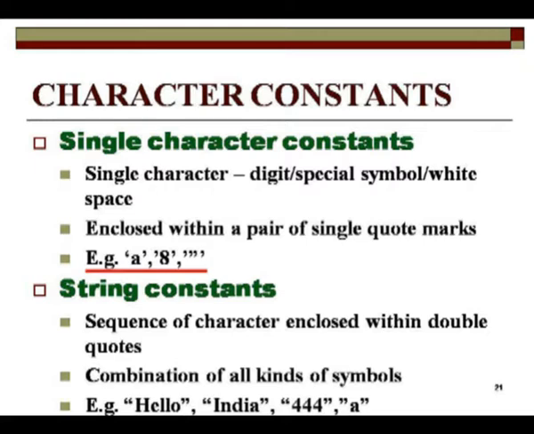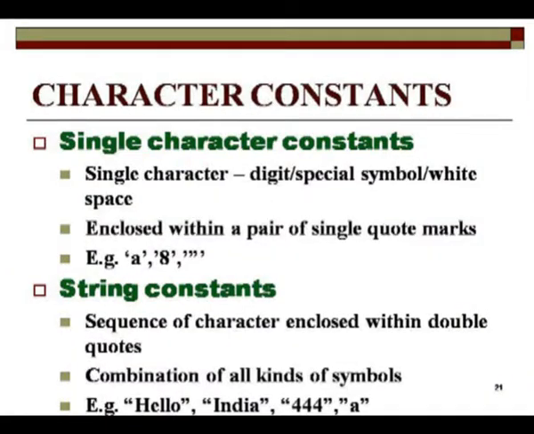It can be a letter or a digit. Next you have string constants, where you have a sequence of characters enclosed within double quotes. You have a combination of all kinds of symbols. In single character, there is a single quote and only a single symbol inside it, either a letter or a digit. In string constants, you have both letters as well as digits, and they are enclosed within double quotes. So that is the difference between the two.